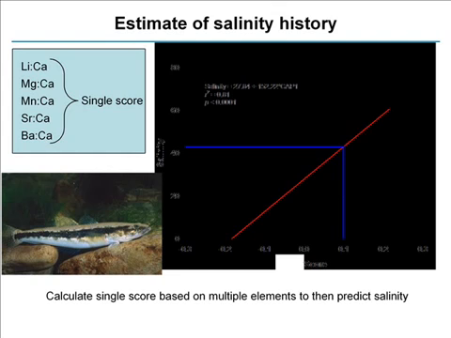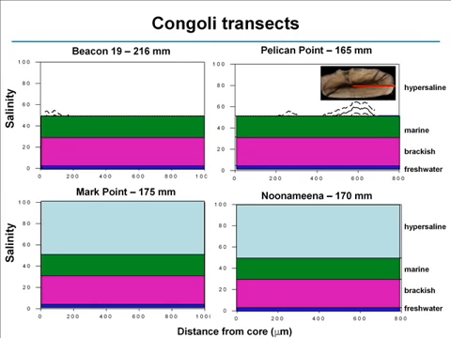So using that, we're able to analyse a range of species, a range of different individuals, and then come up with transects predicting the salinity history they've been at from birth to when they were captured, and some sort of confidence bands around them here.